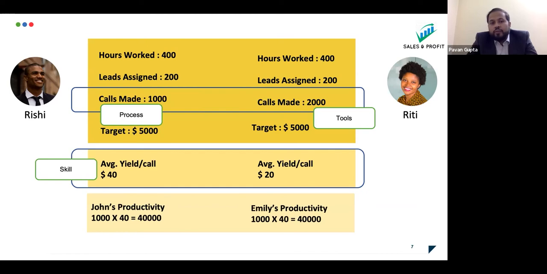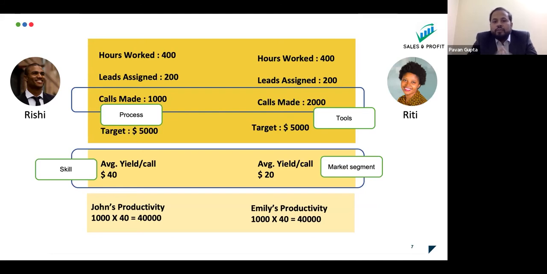The third observation you might want to look at is that probably Rishi is more skilled, because he is able to generate more revenue from the same call, while Riti is able to generate less revenue. The other observation could be: are they addressing the same market segment? Probably Rishi and Riti are going after entirely different market segments in the overall process.